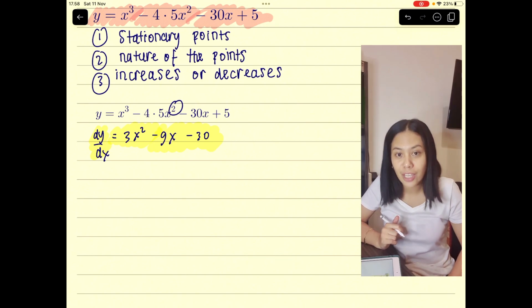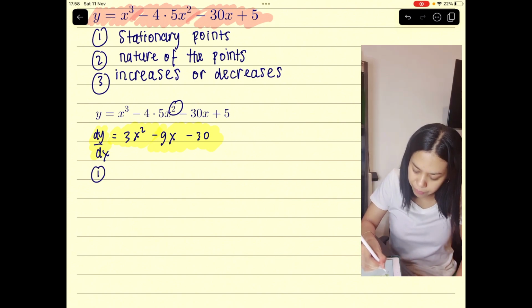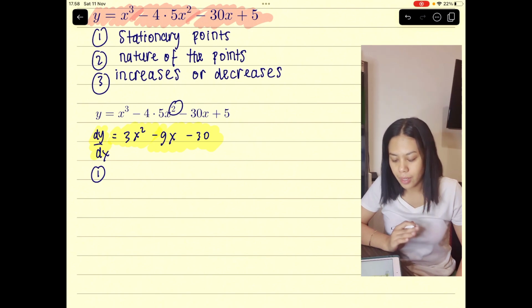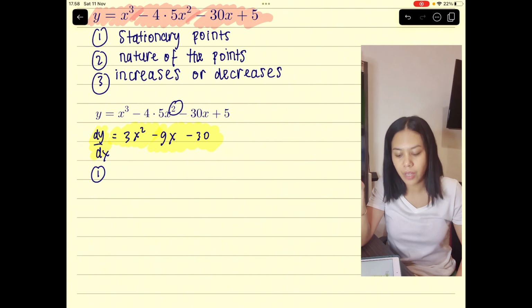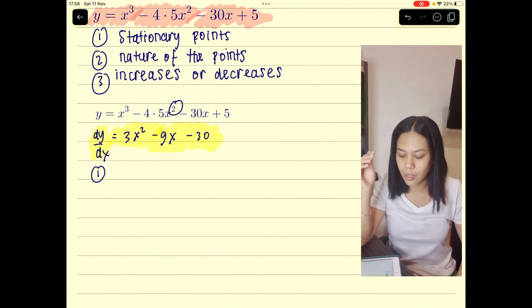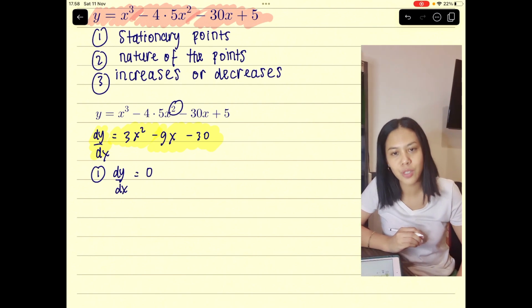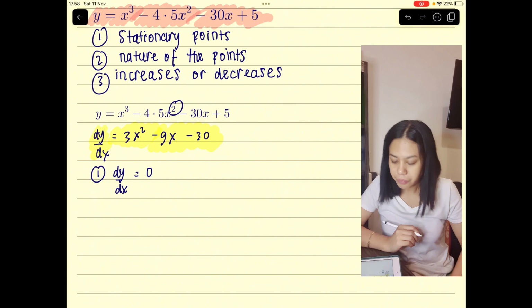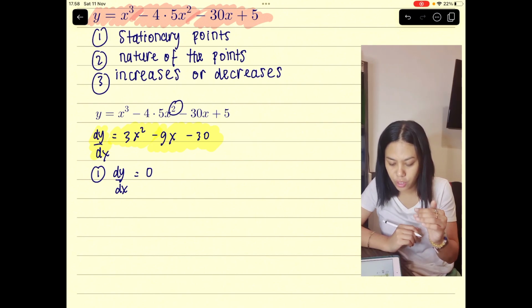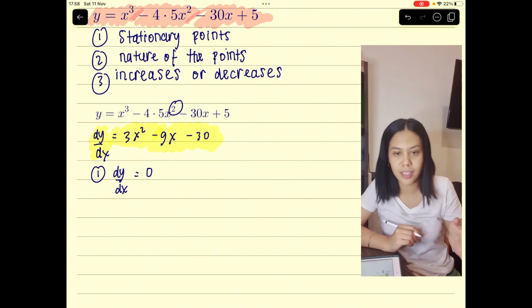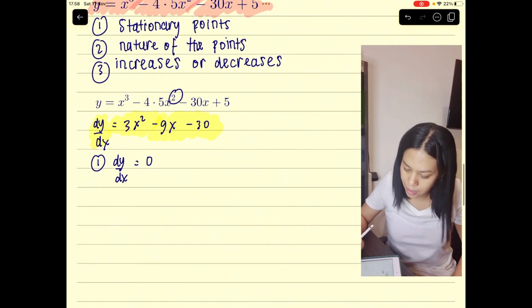That is to find the stationary points. Okay, what is a stationary point? A stationary point is a point within the function where the first derivative, or the gradient, or the m, or the slope, is 0. So a stationary point is when dy over dx equals 0. Because when the slope is 0, yeah? So that's why we're going to be using the one that we highlighted to find the stationary points. So that's what we're going to do.